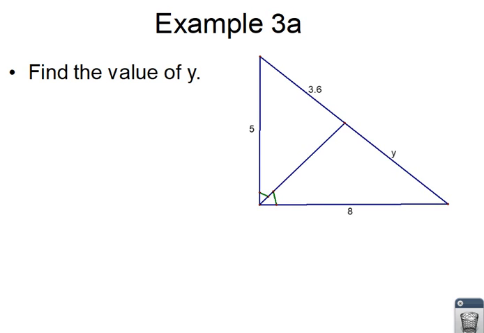Alright? One more. So we'll do this one, 5 over 3.6, 8 over y. You could do it the other way too, it doesn't matter. Alright, so we solve, and I get 5.76, so we'll call it 5.8. Alright, and that's the end of chapter 7.